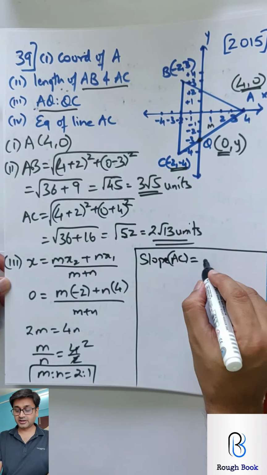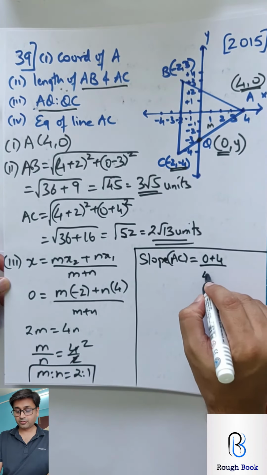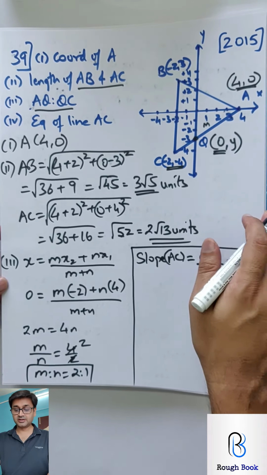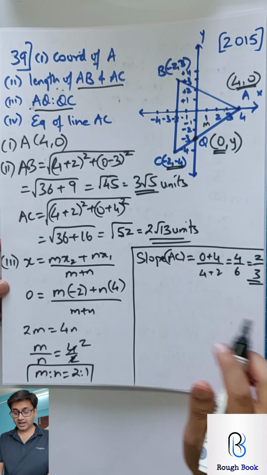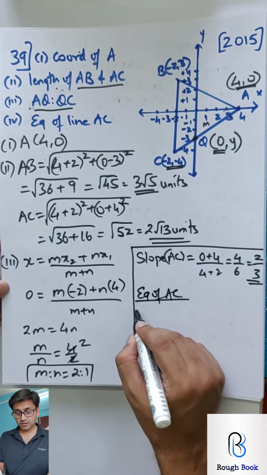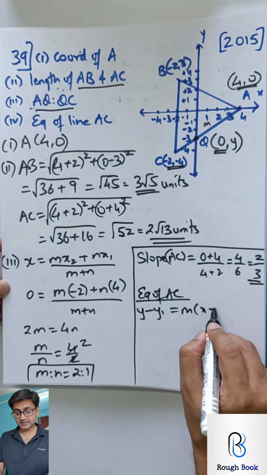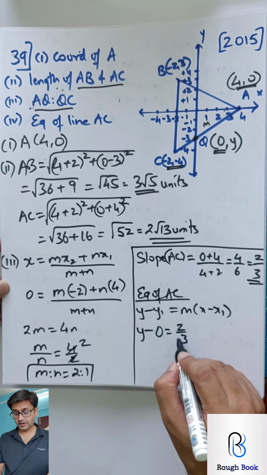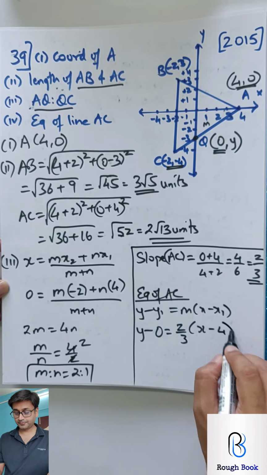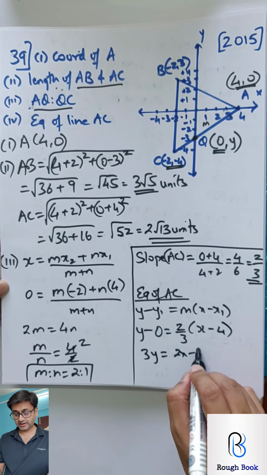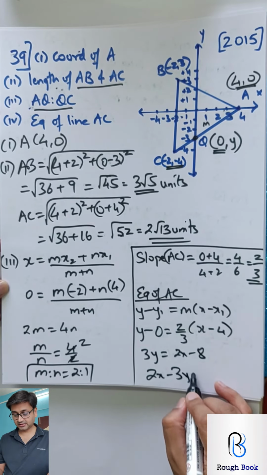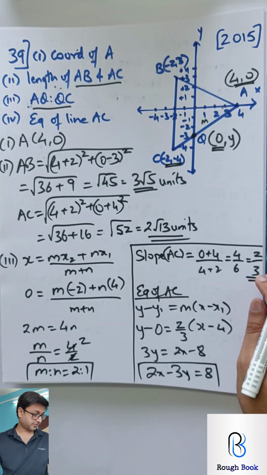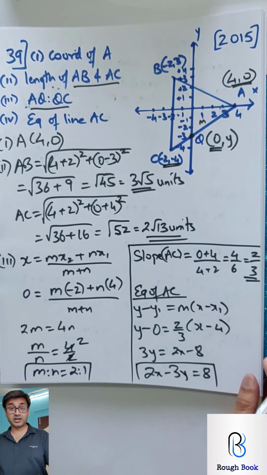AC. So y2 minus y1, so 0 plus 4 and 4 plus 2. So that is 4 by 6, 2 by 3. So did you get this 2 by 3? Yeah, that's your slope. And now equation of AC. Y minus y1 equals m times x minus x1. So I am taking x1, y1 as this. So 0, 2 by 3, x minus 4. So that will be 3y equals 2x minus 8. So 2x minus 3y is equal to 8. And it is correct. I am sure about it. Yeah, it's correct. How many of you all managed to get this?